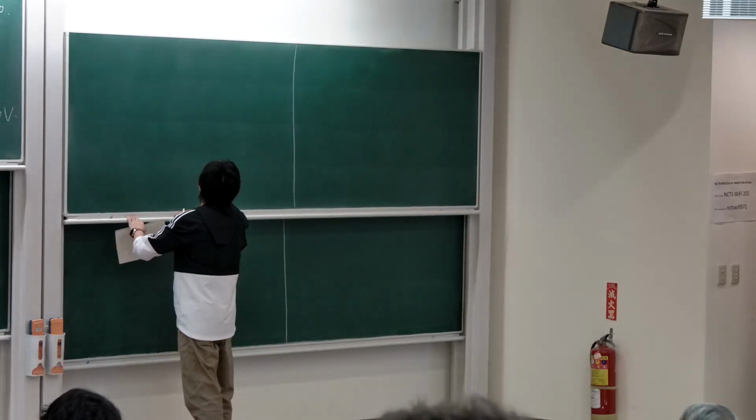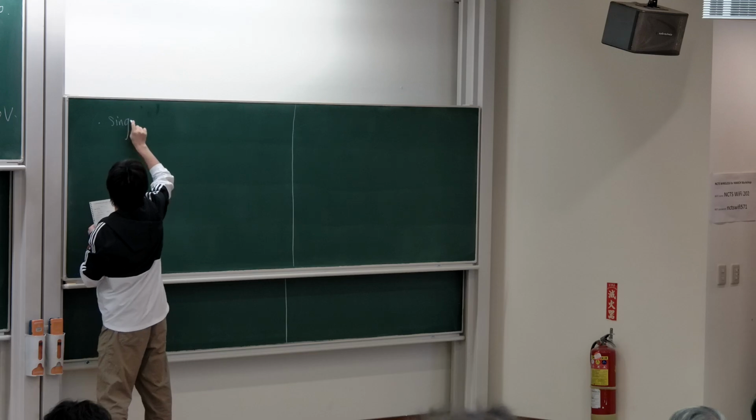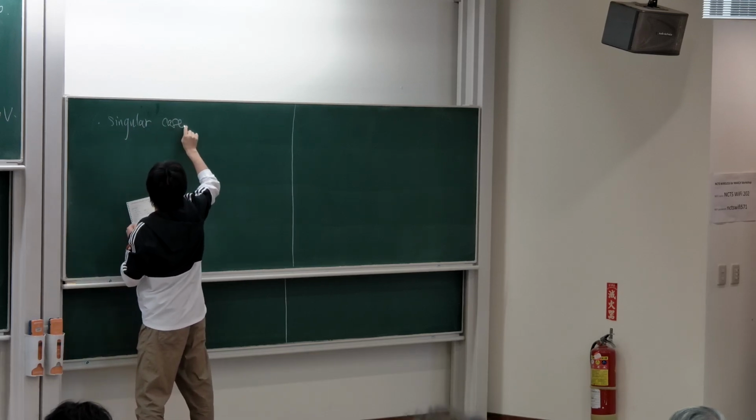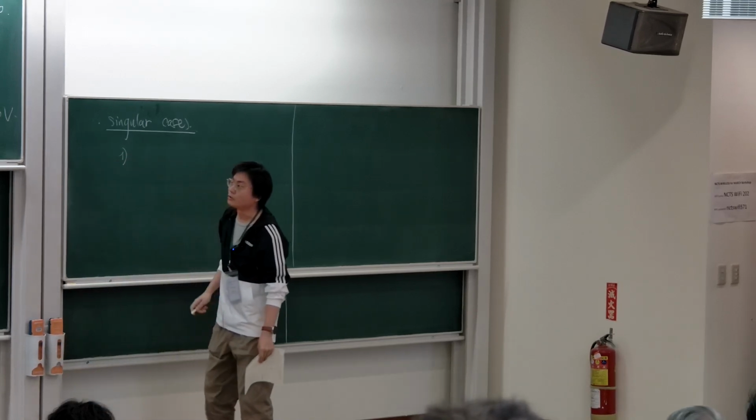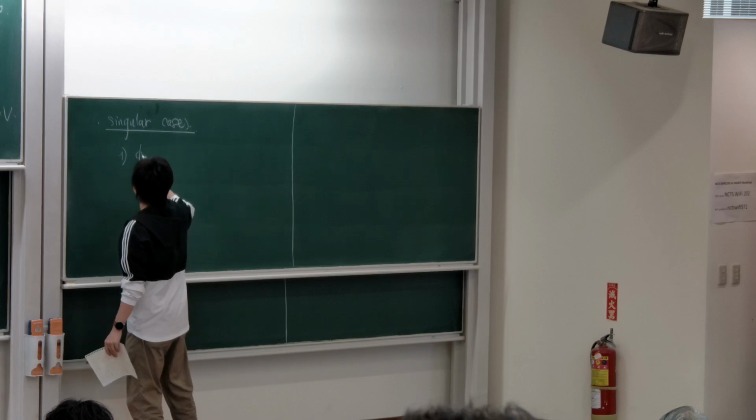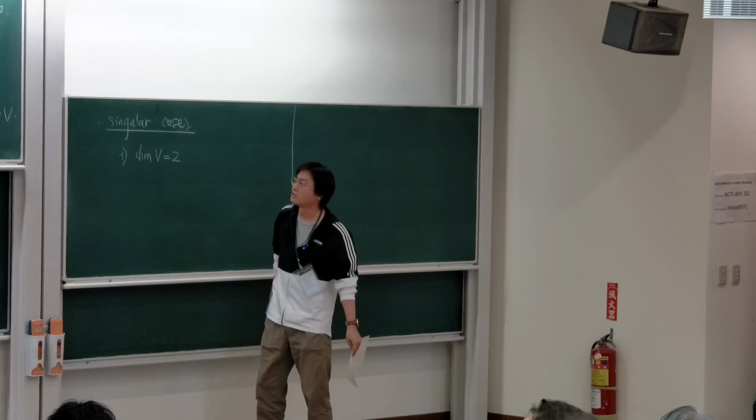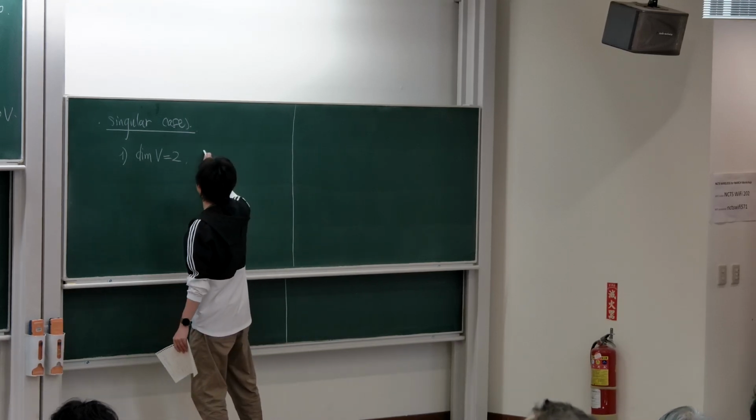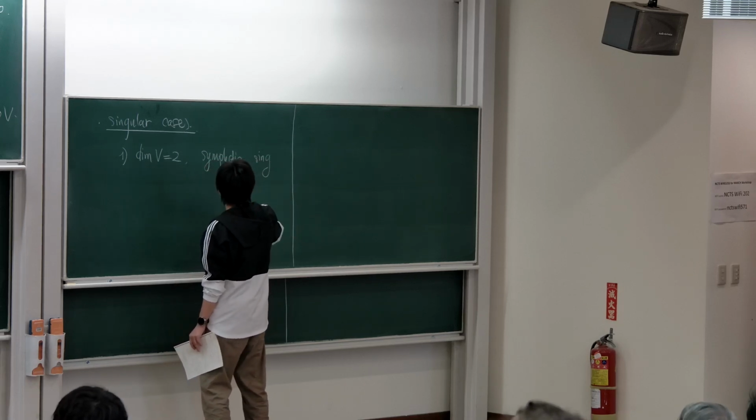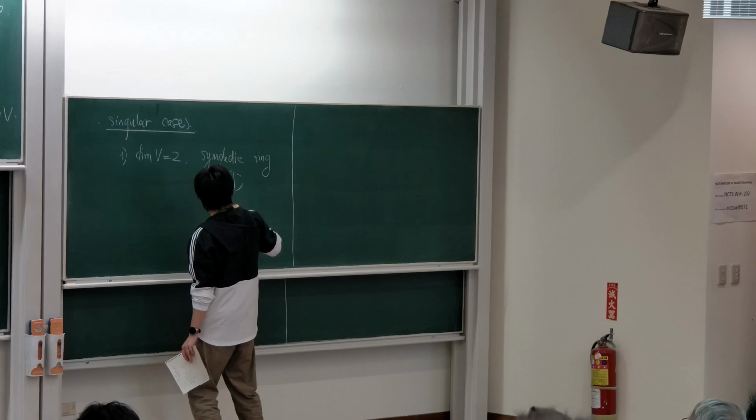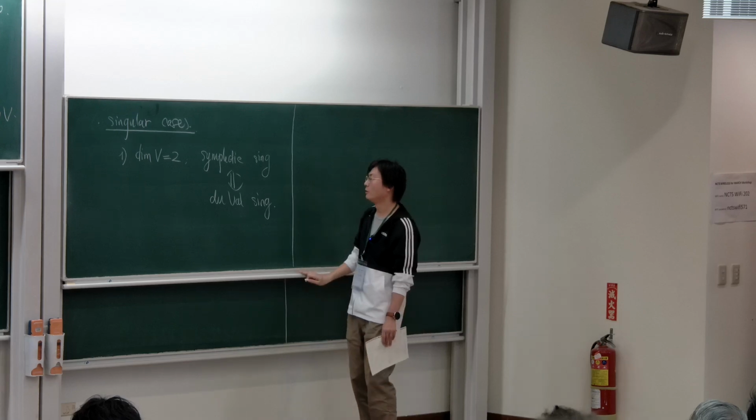Now I want to talk about the singular case. First of all, we look at the two-dimensional case. So we look at the case where V is a two-dimensional normal variety. In this case, the symplectic singularity is very easy, it's just the so-called Du Val singularities.